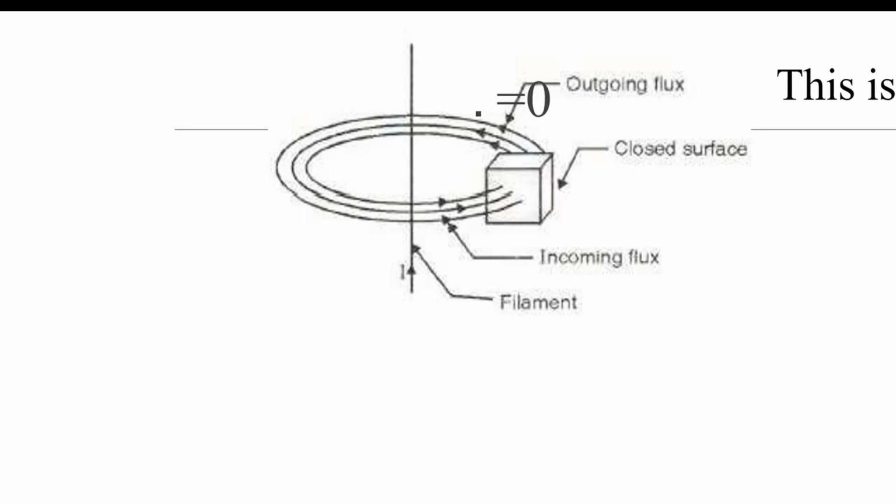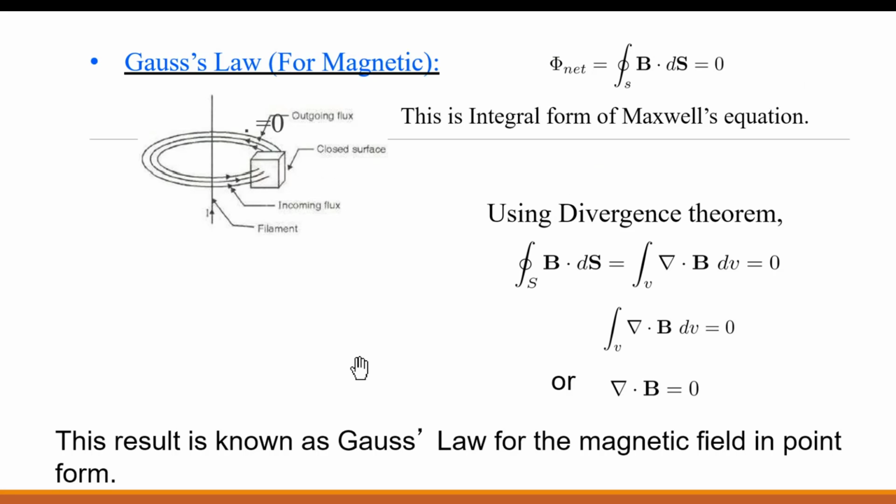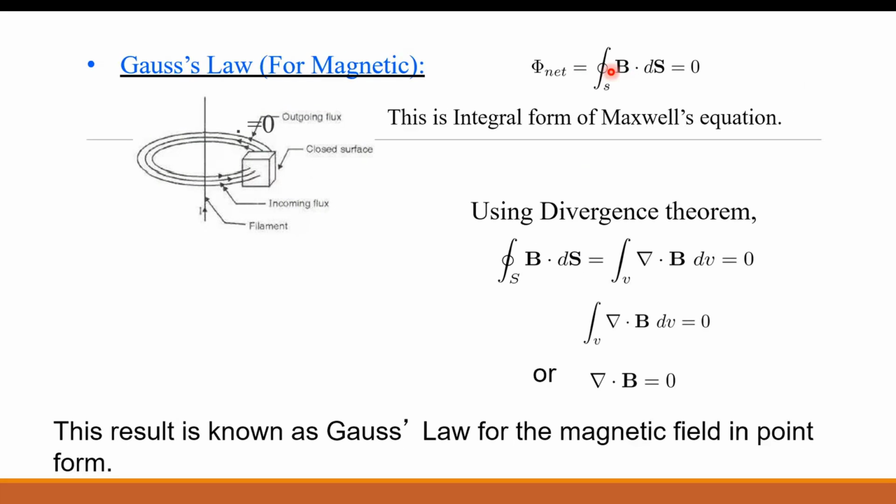Flux density is measured in Weber per meter square. So this field is in circular form. If we place a volume like this, then whatever flux enters into the volume, that much amount of flux should leave the volume, right? So hence this closed integration is equal to 0.